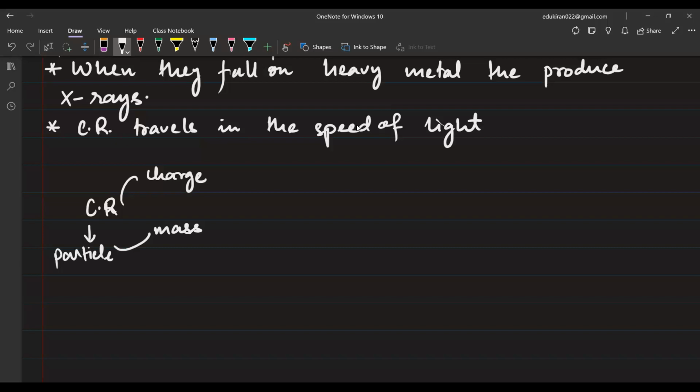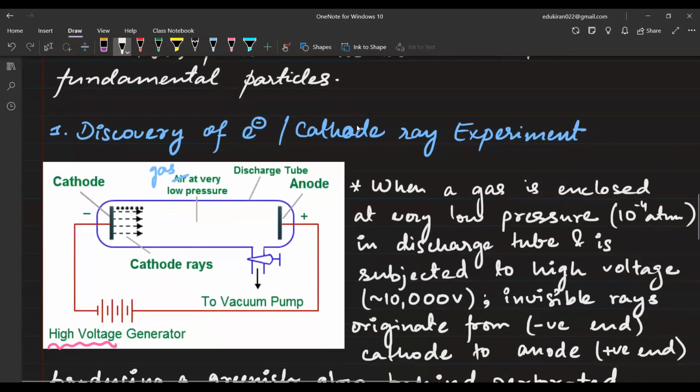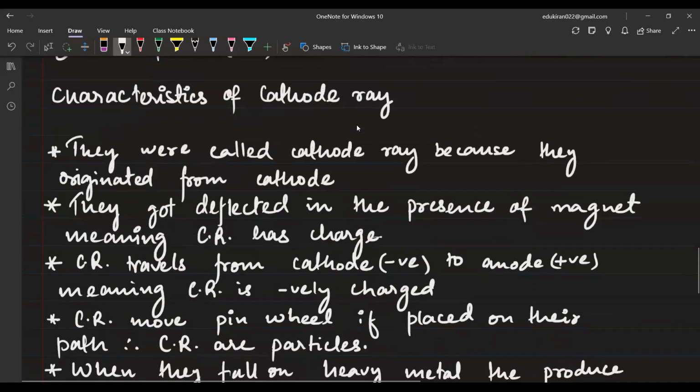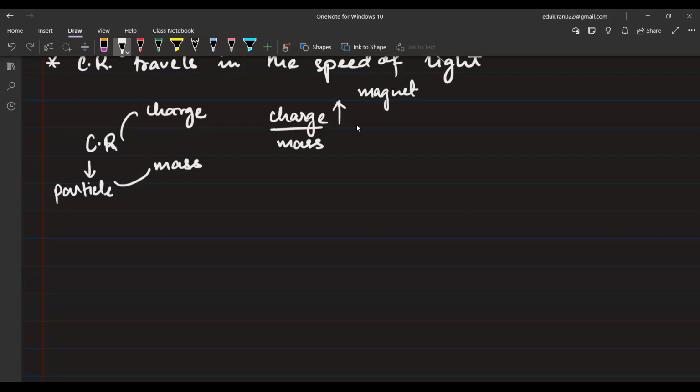Now, the next experiment that they did was, as you remember, when a gas is enclosed at a very low pressure. Now we can have multiple gases in it. So they started experimenting with different gases and compared their charge by mass ratio. Now, how do you compare charge and mass? I will give you a very simple idea. If you have a high charge, then when a magnet is around, the particles are going to deflect more. Correct, guys?